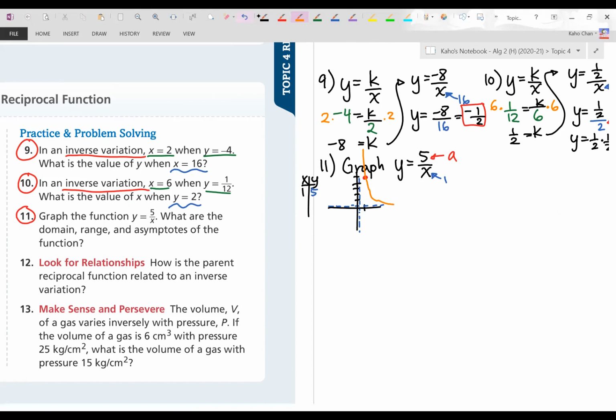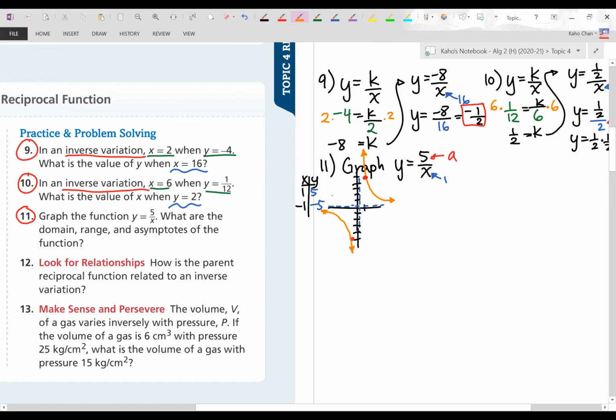Whoops, not too good there. It's a stretched hyperbola, basically. And if you plug in -1 into the table, you'll get -5. Make sense? And it'll be down here. There it is. Not too bad.